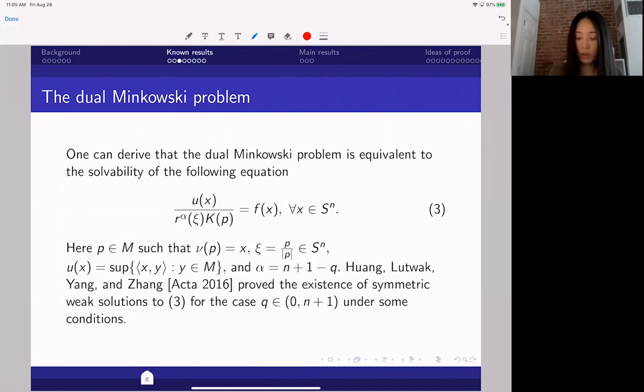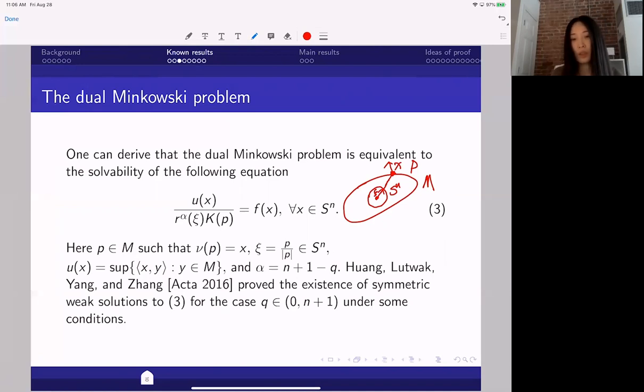So back to our example. Okay, this is our S^n, and then this is M, and then this is our point p. Then this direction is our chi, and this direction is our x, which is the normal direction at the point p. And u of x is the support function of the manifold M. And alpha equals n plus 1 minus q.